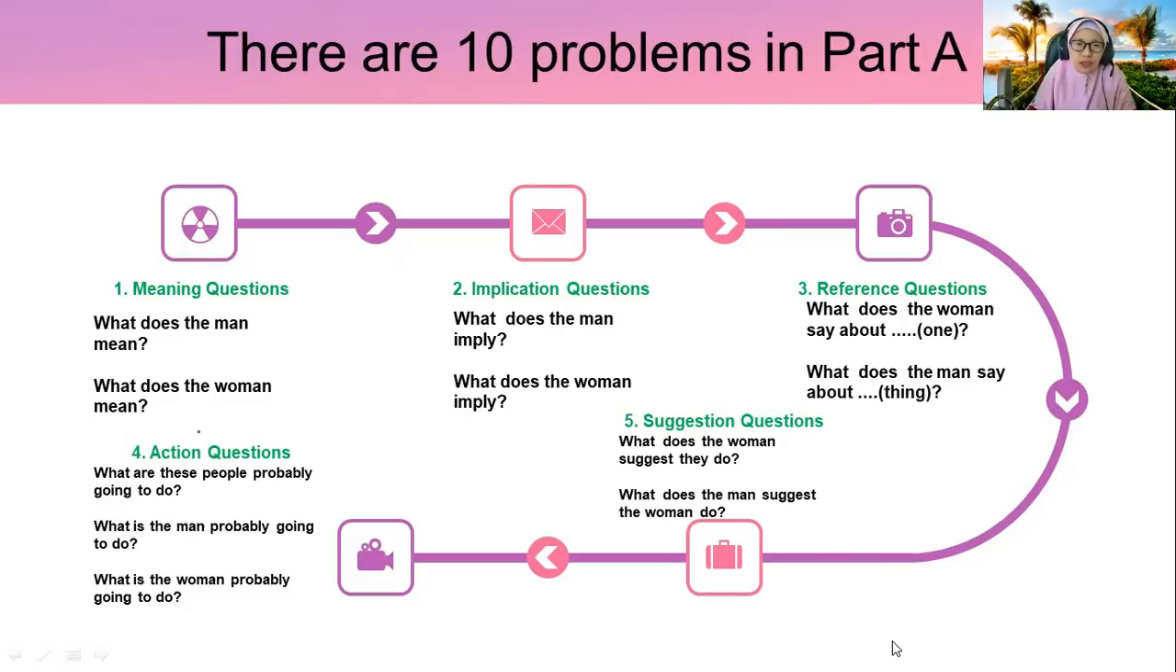You have to know at the beginning before you start listening. Okay, we come to the first problem. The first problem is meaning questions.